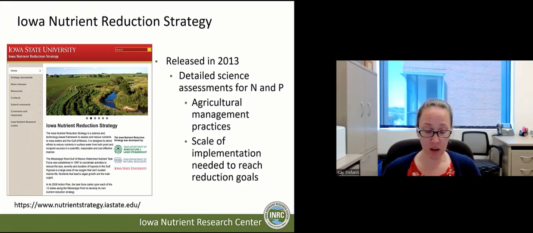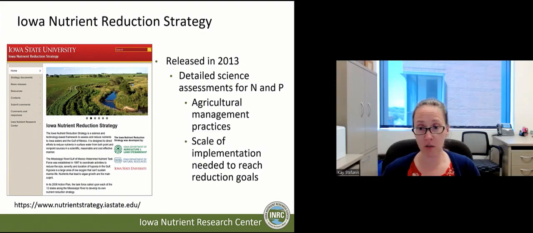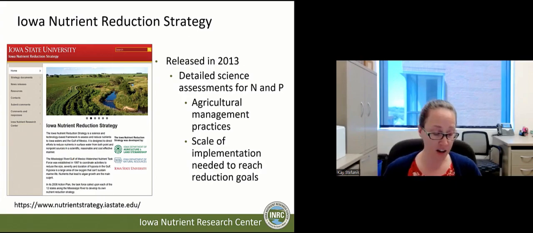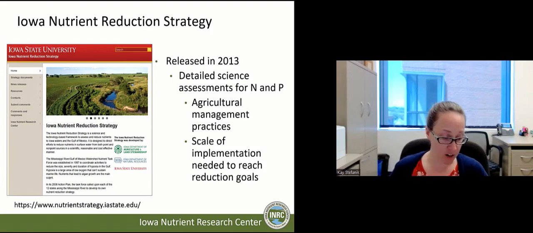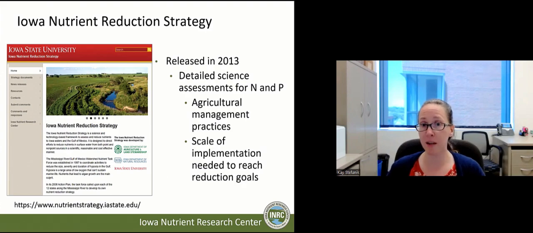And when I say goals, this comes from that Gulf Hypoxia Action Plan. One of the big goals of that was to reduce the extent of the hypoxic zone to less than 1,930 square miles. And right now, the past 5-year running average has been at 5,408 square miles. So we want to see a big reduction in that size through the nutrient reduction practices implemented in our state.